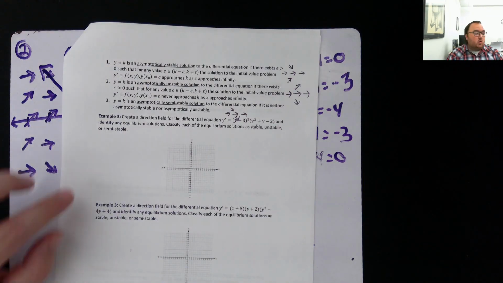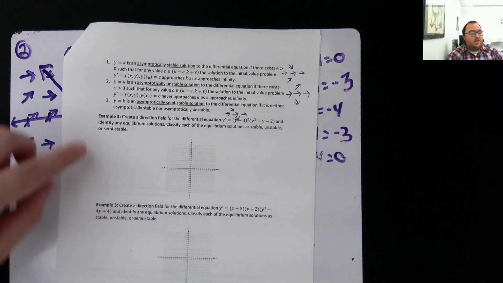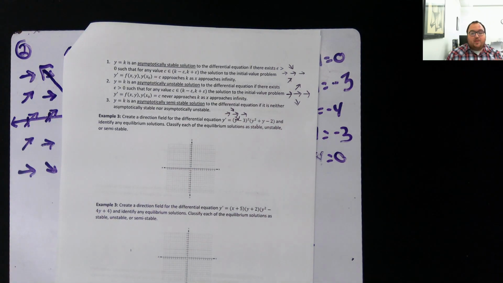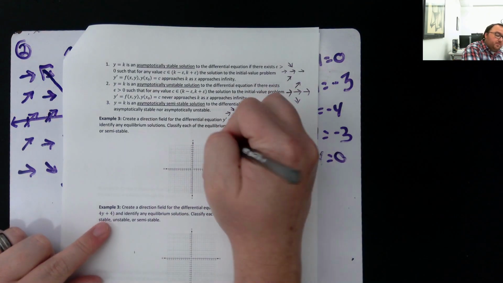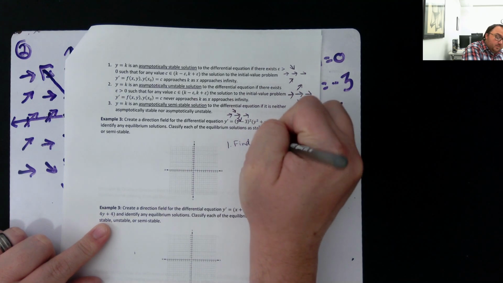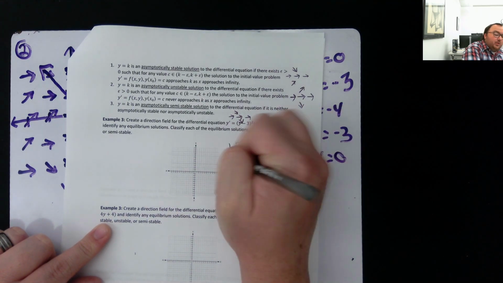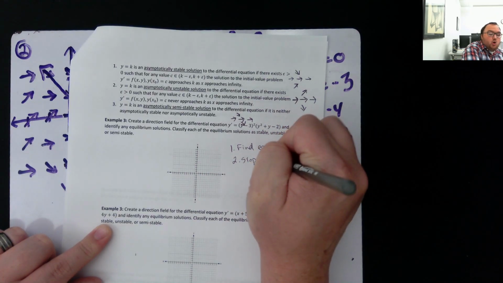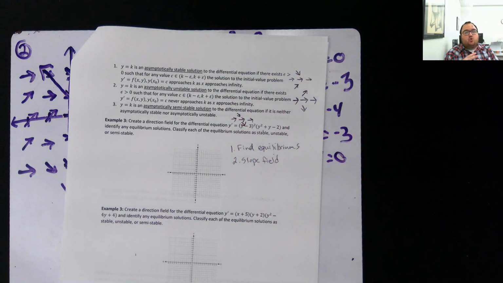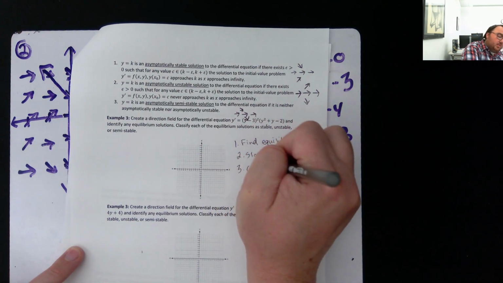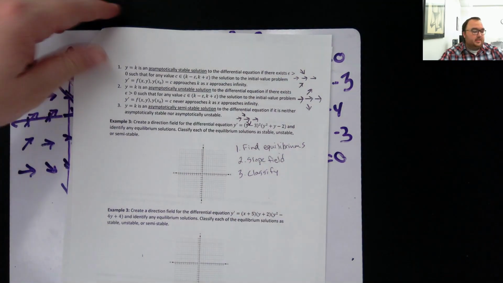I'm actually not going to do example 3 the way that they have it written here. I'm going to first find what they are. So first I'm going to find the equilibriums. Then after that, draw the slope field, because then I won't have to draw the whole thing. I can just draw the points that I need, right? Then use that to classify it. So let's do that.